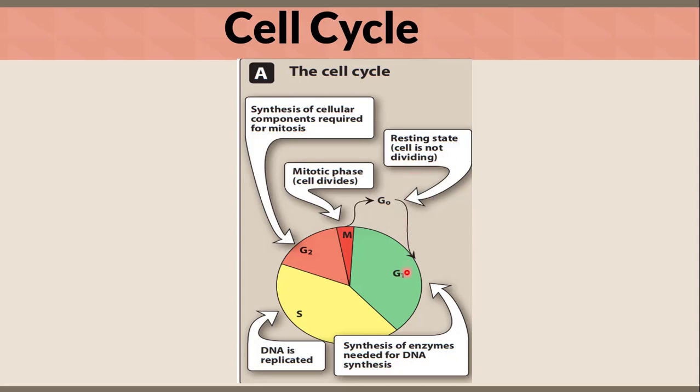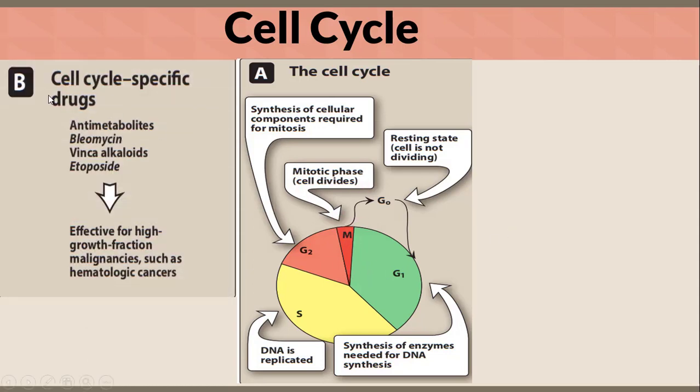After that, G1, synthesis of enzymes needed for DNA synthesis. After that, S phase, DNA is replicated, and in G2, synthesis of cellular components required for mitosis. And finally, M, the mitotic phase, where the cell divides. Then back to G0. Here, cell cycle specific drugs are examined: antimetabolites, bleomycin, vinca alkaloids, and etoposide.